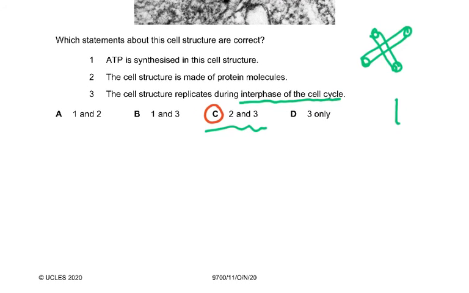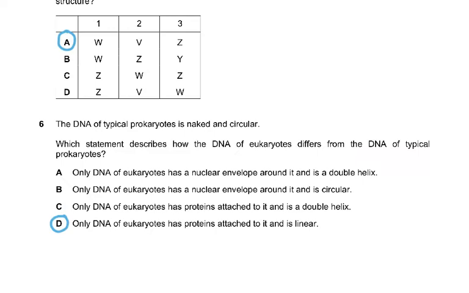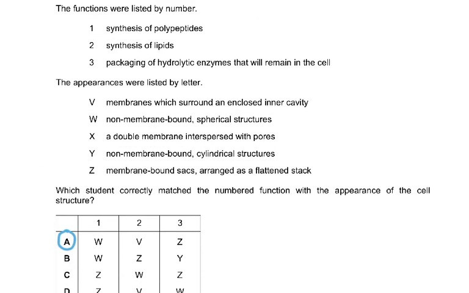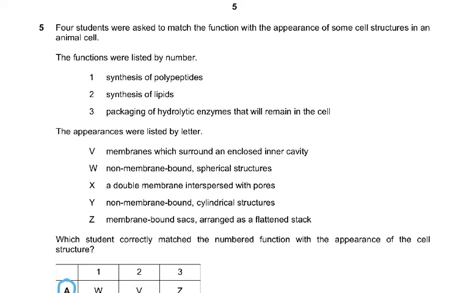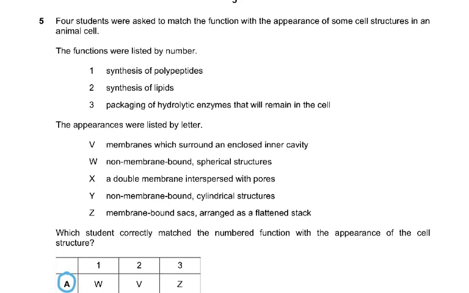Now let's go on to question 5. Now when you look at question 5, it's a very interesting question. It's also come many times in previous papers. 4 students were asked to match the function with the appearance of some cell structures in an animal cell. The functions were listed by number. Synthesis of polypeptides, synthesis of lipids. You know, synthesis of polypeptides is on the RER. Synthesis of lipids is SER, smooth endoplasmic reticulum, and then packaging of hydrolytic enzymes that will remain in the cells. And that is, of course, the lysosomes. And lysosomes are Golgi vesicles.